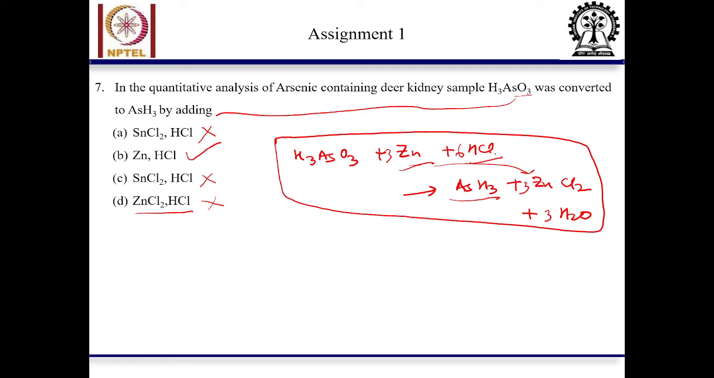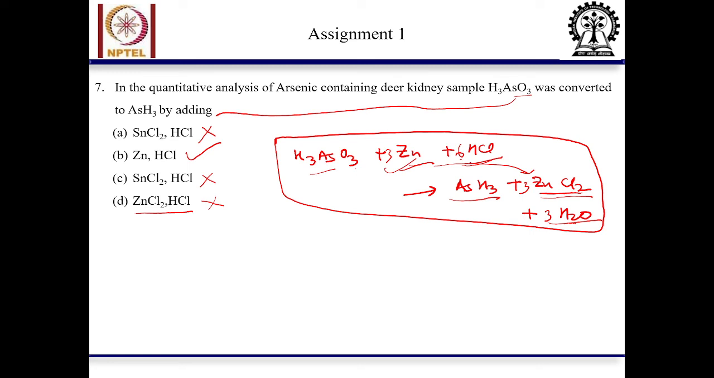So what will happen here? If you want to balance it, basically H3AsO3 has 3 oxygens, so it will form three molecules of water, and this zinc will form zinc chloride. To balance the hydrogen we need 6 hydrogen, so 6 HCl. We can do the balancing with 3 ZnCl2, so 3 zinc we need, like this. So the answer is Zn and HCl.